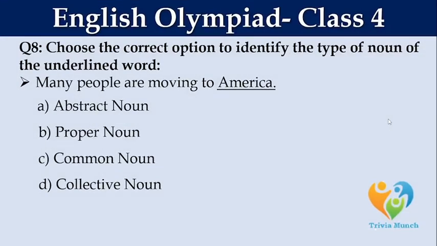Choose the correct option to identify the type of noun of the underlined word. Many people are moving to America. Option A, abstract noun. Option B, proper noun. Option C, common noun. Option D, collective noun.